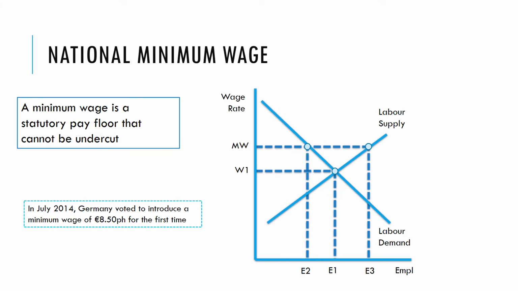Now, some governments introduce a national minimum wage, and that is a statutory, and by statutory we mean a legal pay floor. So by law, you can't go lower than that pay rate. So for example, in July 2014, Germany voted to introduce a minimum wage of €8.50 per hour for the first time, and by law, you couldn't pay someone below that wage rate.